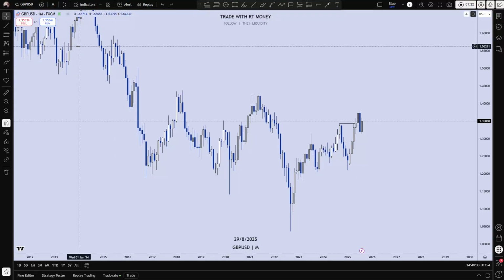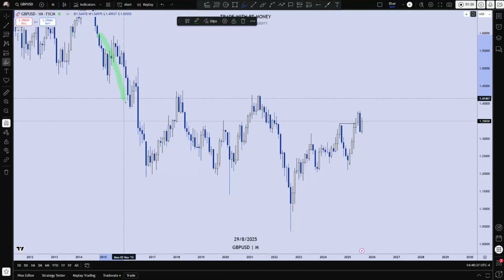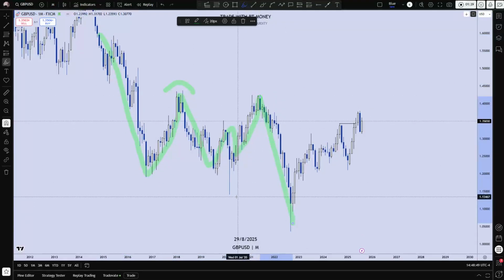Now, we're looking at pound USD. You can see it's been bearish. That's this 2016 low. We moved sideways, tried to make a new high. It failed to do so, and then we made a new low, breaking market structure.